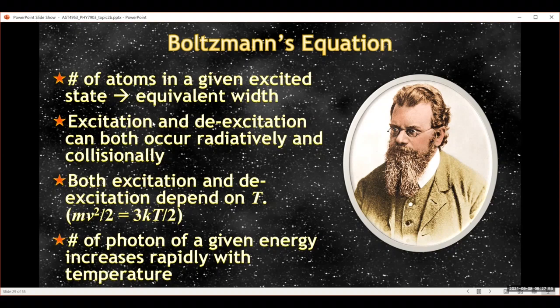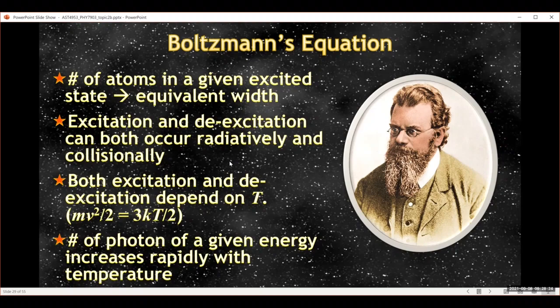So we've got this excited state. The excitation can happen both collisionally and radiatively. The de-excitation can happen both ways. And in fact, in all gases, it's going to be happening both ways. And both of them depend on T. Remember that collisionally, that means the kinetic energy is related to the temperature. But also, the photons are related to temperature as well.